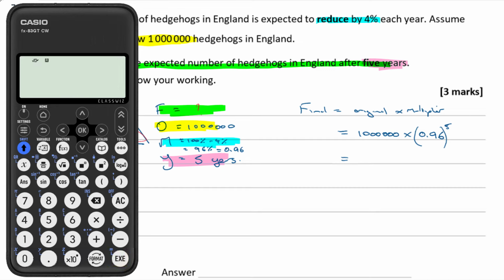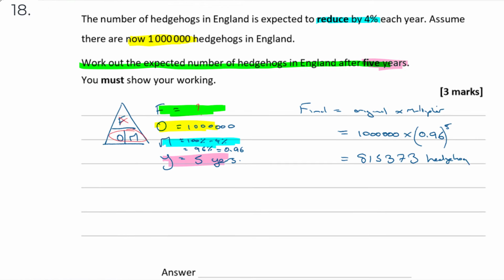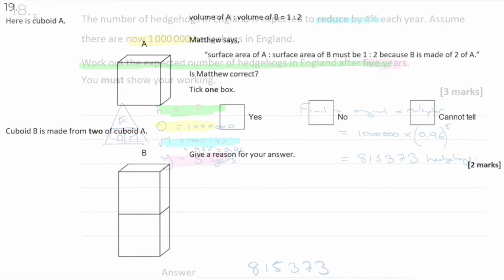1 million times by 0.96 to the power of 5. That comes out to be 815372.6976, and I don't want 0.69 of a hedgehog. I'm going to have to round it one way or the other. I think I'm going to round it up. So that is 815,373 hedgehogs. Okay, and then that's my answer. 815373.